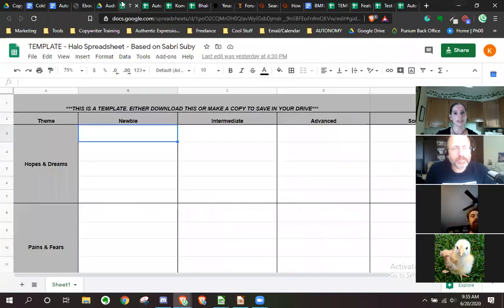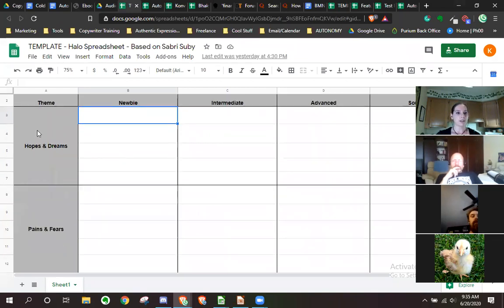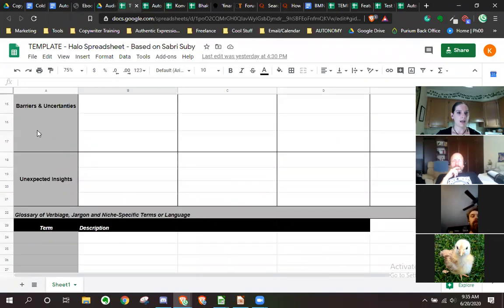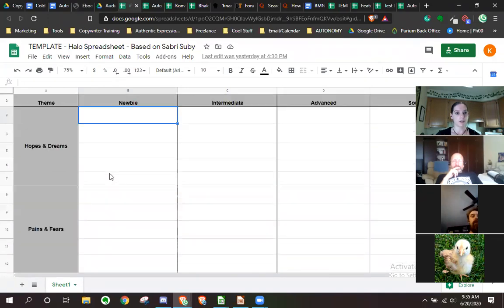So I created this. It's a mock-up of some of his more advanced spreadsheets, and I wanted to make sure I give credit where credit is due. Sabri Suby is incredible with the stuff he's done with King Kong and growing his business. He's like a wizard with this stuff. How this is set up is just a little bit different. You still have your same themes, and there's another one added, unexpected insights, that can come up when you're doing research.